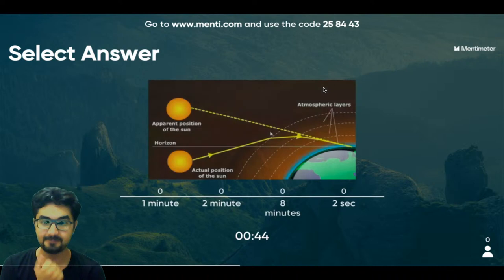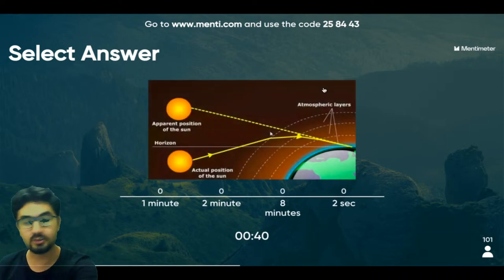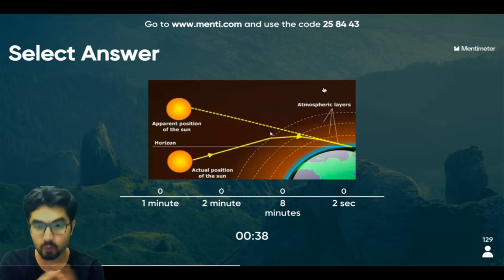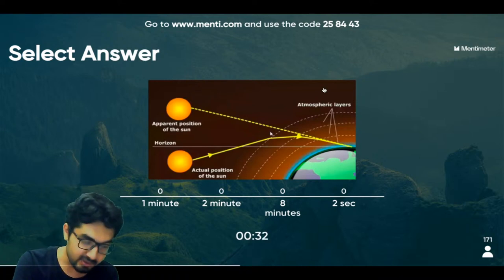Select the answer. ये जो आपको फिगर दिखाई गई है इसके अंदर नीचे कुछ टाइम से लेना देना है: 1 minute, 2 minute, 8 minutes या 2 seconds. What has the time locha in this particular picture?